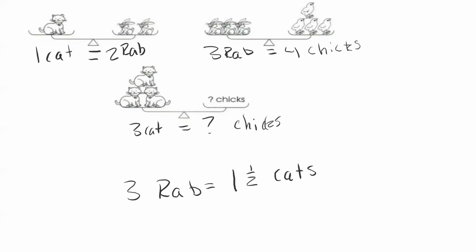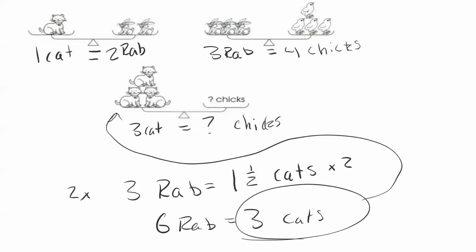So knowing this, we can double it. We can multiply both sides by 2, or in other words, add another one of itself to itself. So 3 plus 3, or 3 times 2, we get 6 rabbits equals 1.5 cats plus 1.5 cats, which is 3 cats. And we know that we have 3 cats right here. So now we know that 3 cats equals 6 rabbits.